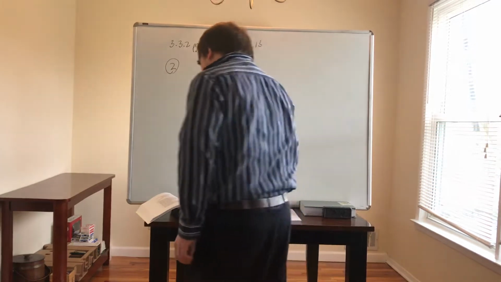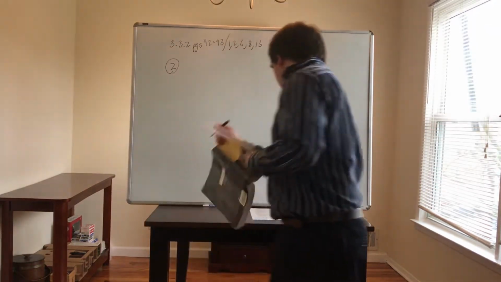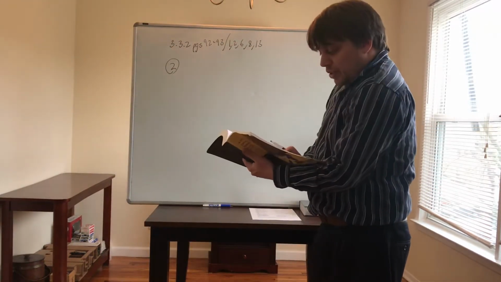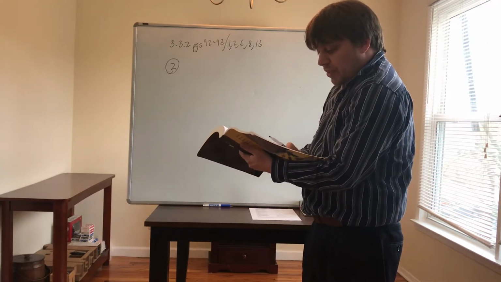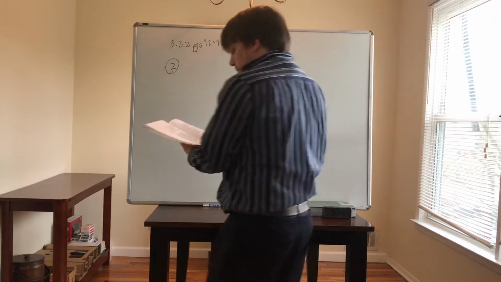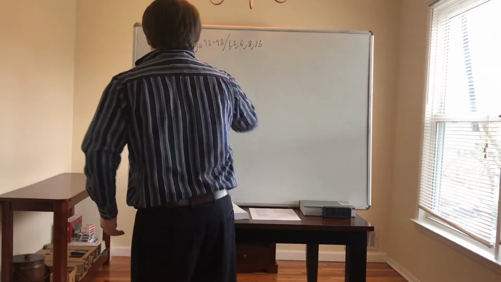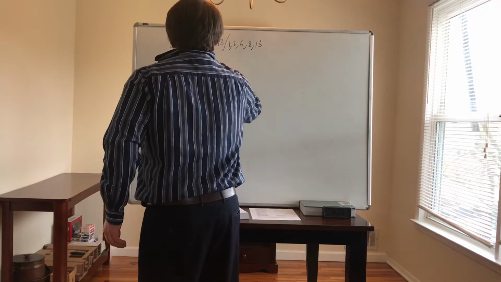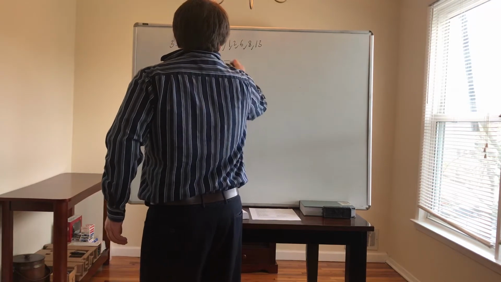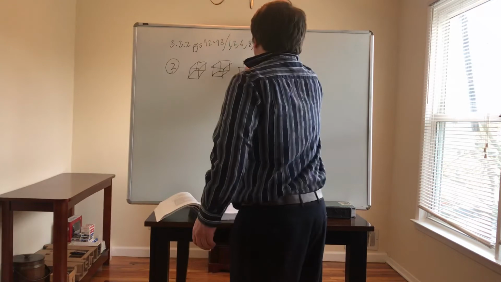Okay, so for number 2, reading the problem on page 92, it says use the property of independence to find the probability of getting only even values in 5 rolls of a balanced die. Okay, so you're going to roll a die 5 times. This will be the first one. That's the second one. This is the third one.